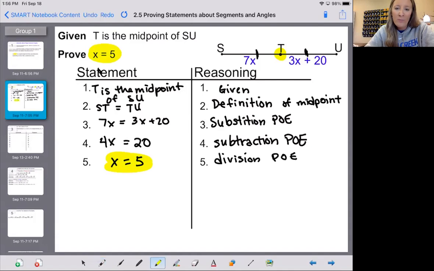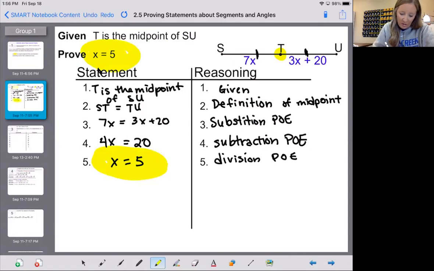So sometimes they won't even be numbered for you. You'll have to number it statement 1, reason 1, statement 2, reason 2, and you won't know how many steps there are, but you will know that you have finished when your last line is the same as what they were asking you to prove.